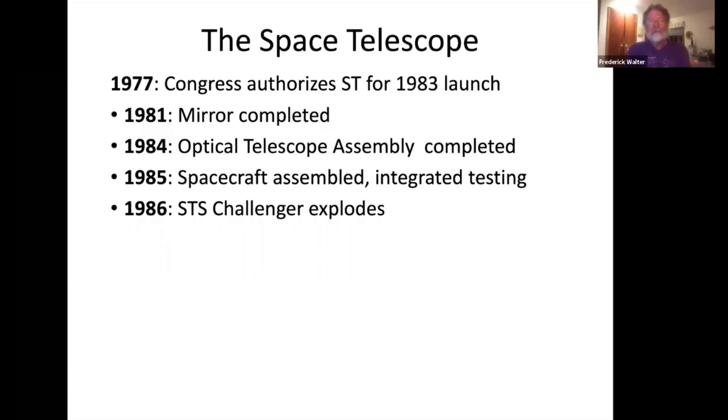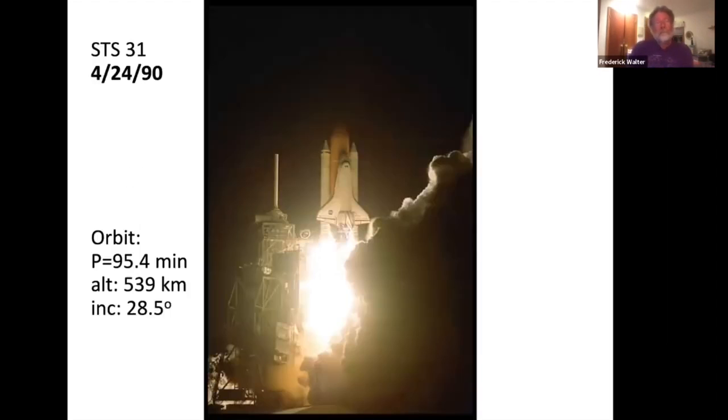By 1984, the optical telescope assembly had been put together. That means the mirrors were put together in the whole barrel of the telescope. And in 1985, the spacecraft was finally put together. The instruments were all bolted in, and integrated testing started at Lockheed Martin Corporation. The spacecraft was shipped to Cape Canaveral, and in 1986, the Space Shuttle Challenger exploded on launch, and we were stuck. Well, 4 years later, the Space Telescope took off.